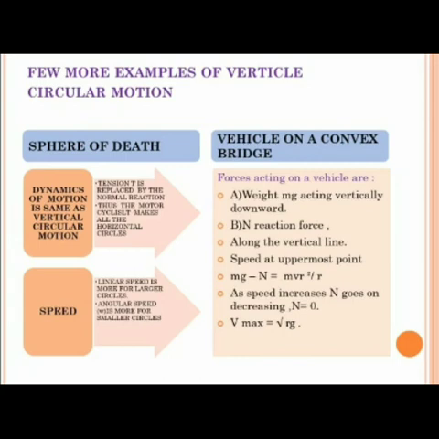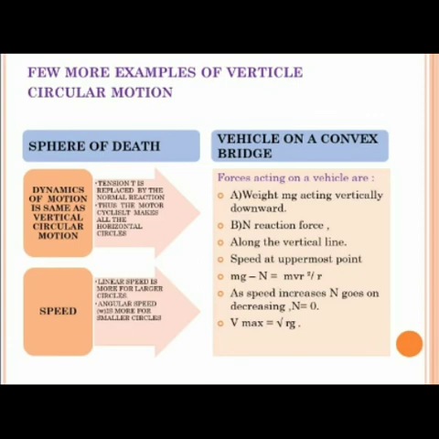Another example of vertical circular motion is evident in a motorcyclist who is riding in the sphere of death in a circus. The dynamics followed in this motion is the same as the vertical circular motion. The tension that is present is replaced by the normal reaction. Thus, the motorcyclist makes all the possible circles, which are equivalent to the one made by the giant wheel.